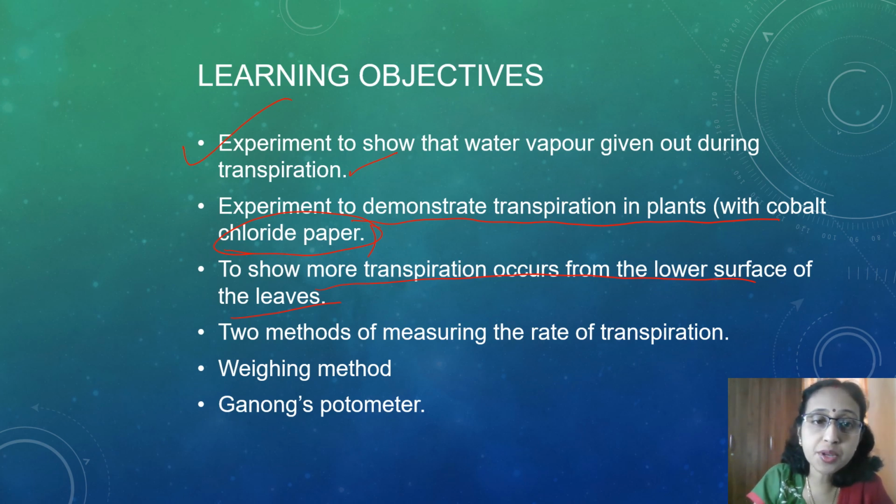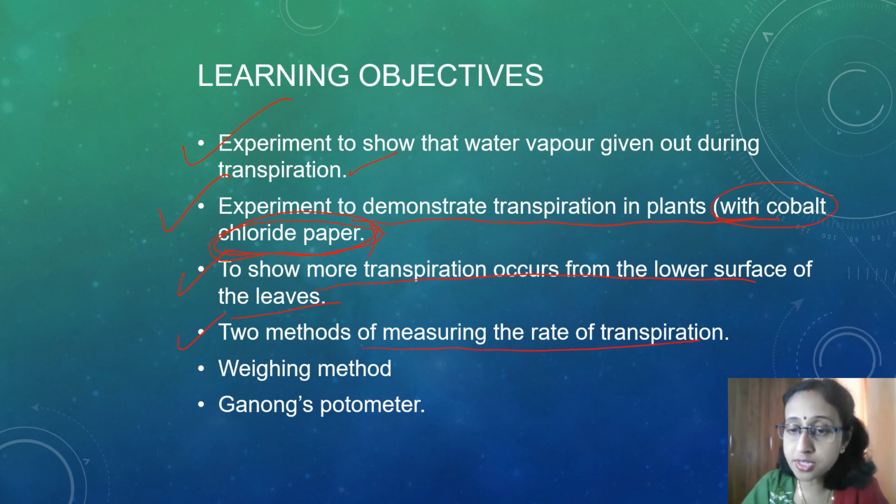Now the second experiment will demonstrate that transpiration is happening in plants with the help of a special cobalt chloride paper. So we will see the uses of cobalt chloride paper. Now the third one is to show more transpiration occurs from the lower surface of the leaves. In the lower surface of the leaves, we know that stomatal pores are more than on the upper surface of the leaf. So we will prove with an experiment that transpiration occurs more in the lower surface of the leaves.